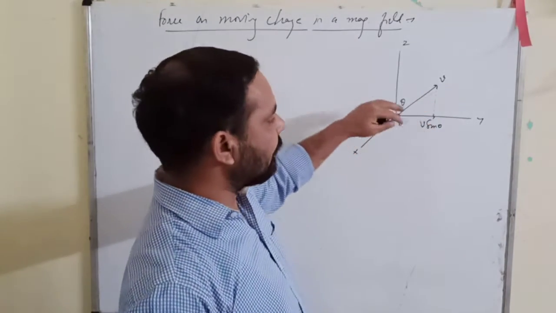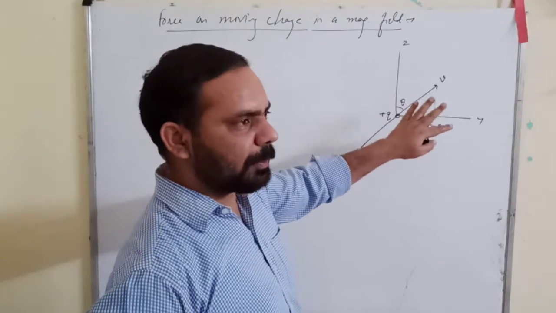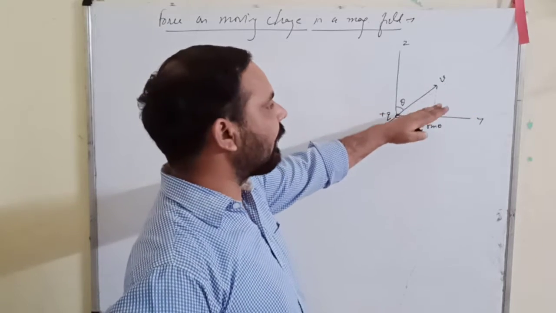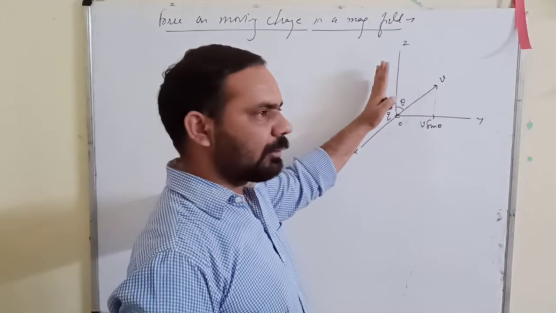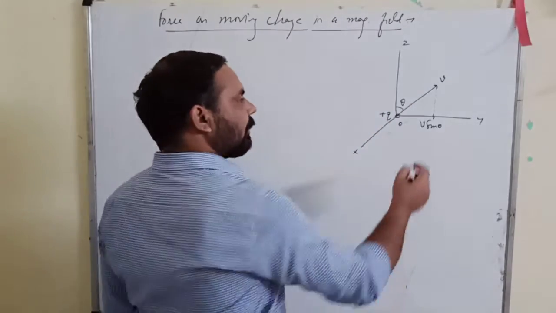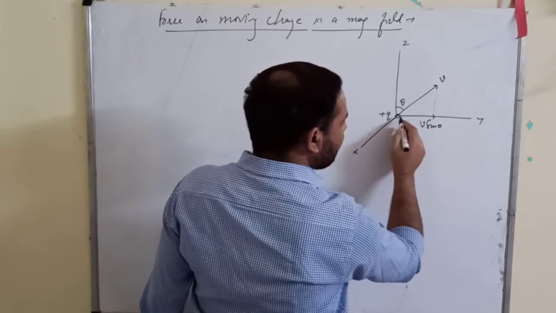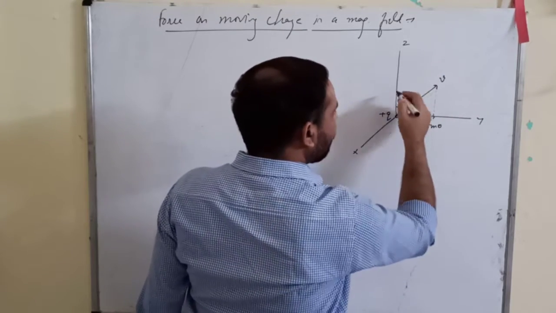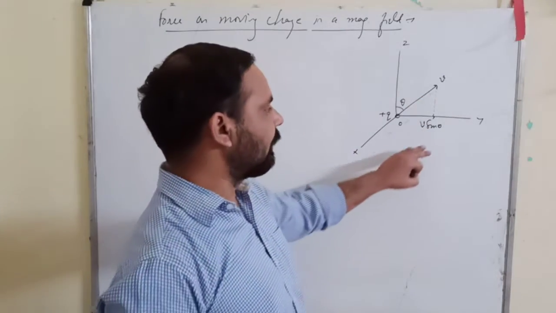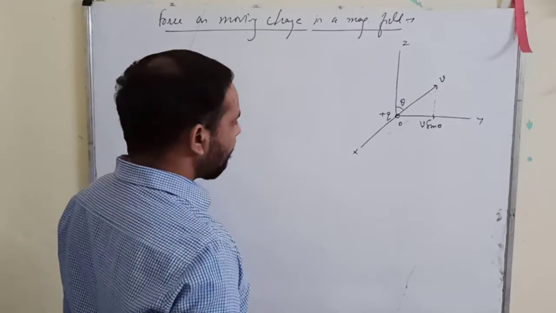Once again I am repeating: suppose you have a plus Q charge moving in space in such a way that its direction is at an angle of theta with the direction of the Z axis. Then if you draw the figure, you can obtain the components of the velocity. The horizontal component is V cos theta, and the vertical component is V sin theta.